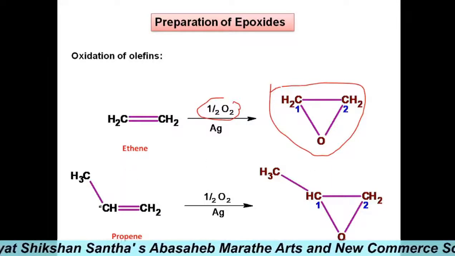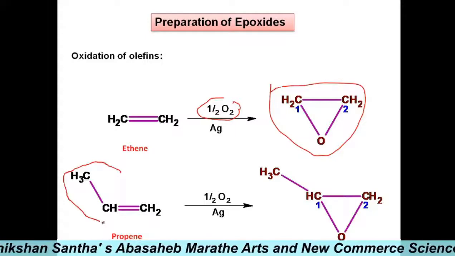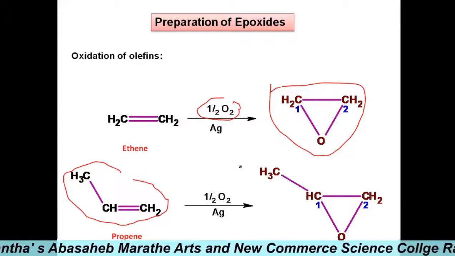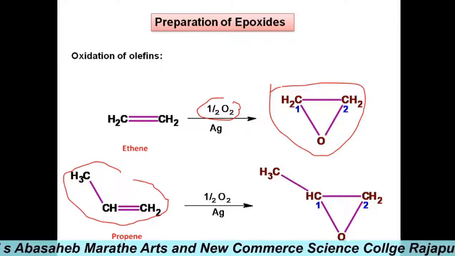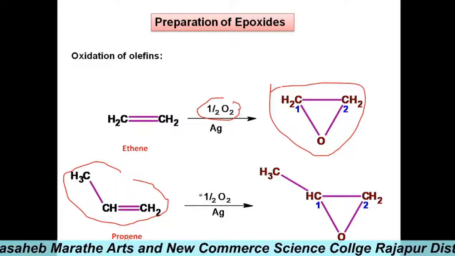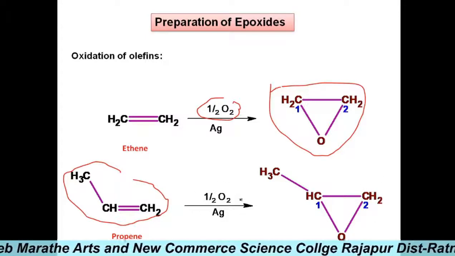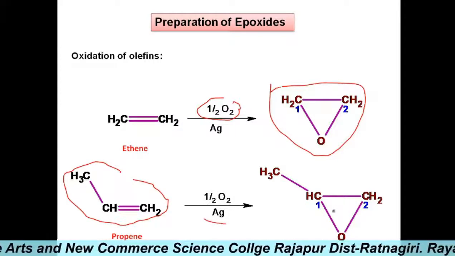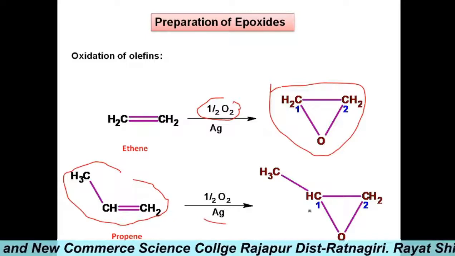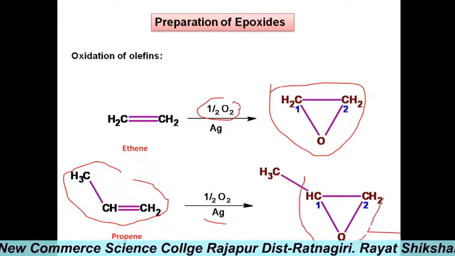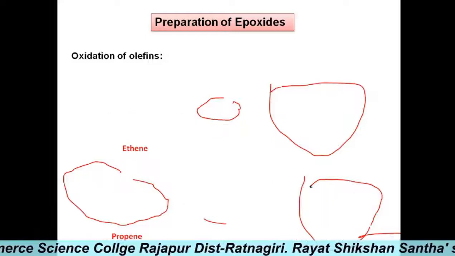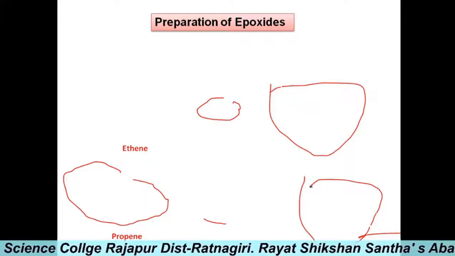Similarly, propylene is oxidized in free oxygen in the presence of silver as a catalyst, and we get the propylene oxide derivative.